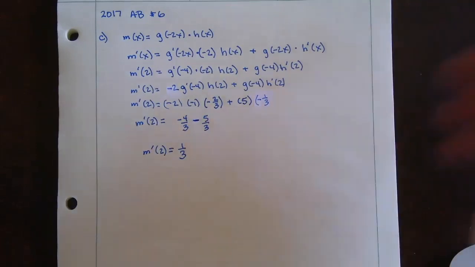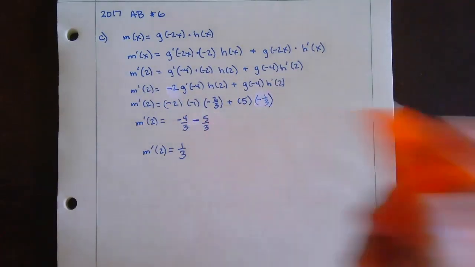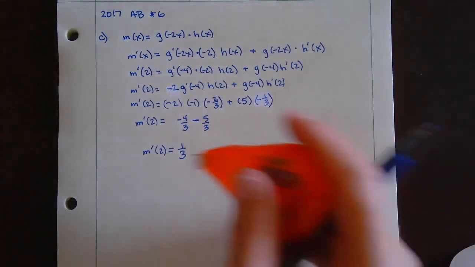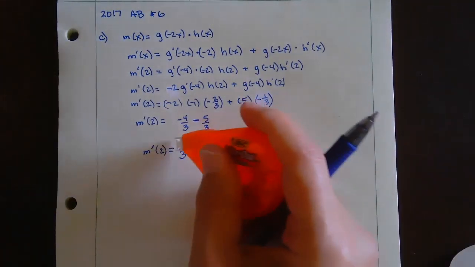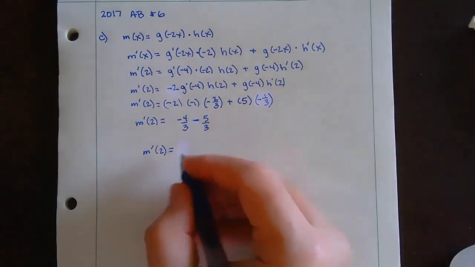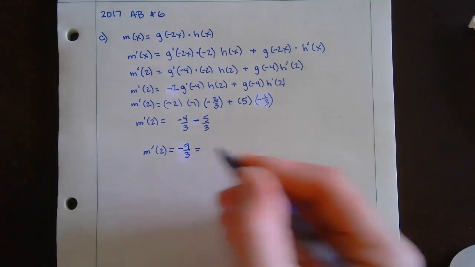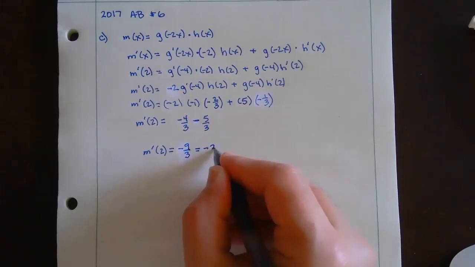Okay. My explanation was right. I just wrote the wrong number, okay? And then negative 4 thirds minus 5 thirds, it would be negative 9 thirds, right? So let me change this. I'm mad at myself right now, okay? So this is negative 9 thirds, which is equal to negative 3.